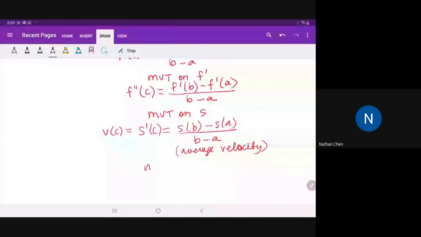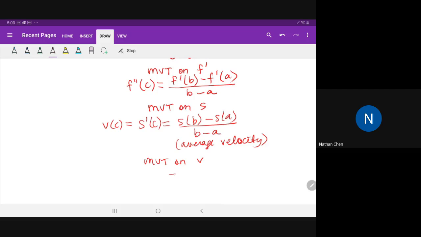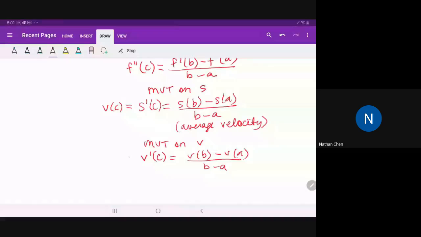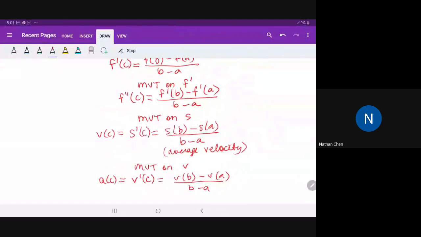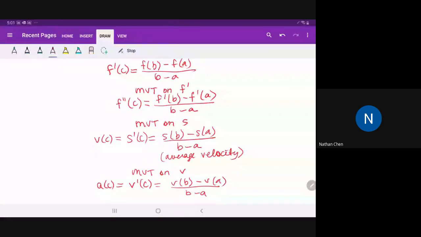Okay, what if you wanted to use mean value theorem on V? That would be V of B minus V of A over B minus A. And then over here, it would be V prime of C, and V prime of C, other name is A. So these are all examples where you can use the mean value theorem on different functions than plain F.